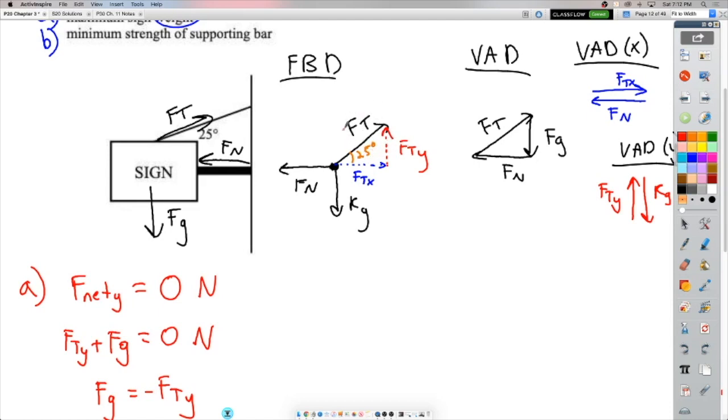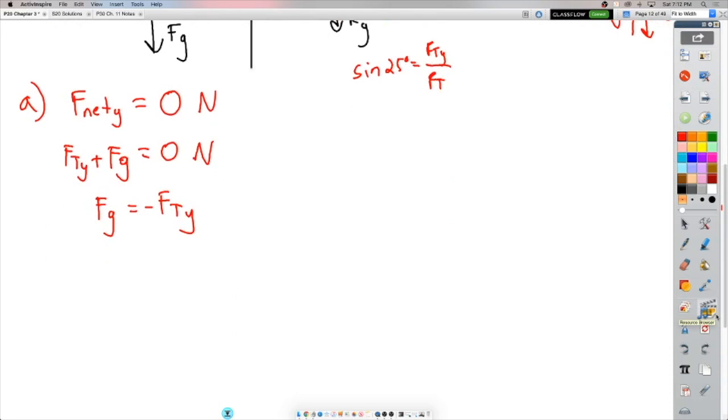We know Ft. They told us Ft equals 2.5 times 10 to the 3 newtons. That's the tensile strength of the chain. So we have the hypotenuse, and we want the opposite. SOH: sine equals opposite over hypotenuse. So sine of 25 degrees equals opposite Fty over hypotenuse Ft. So Fty is just Ft times the sine of 25 degrees, which means Fg also equals that.